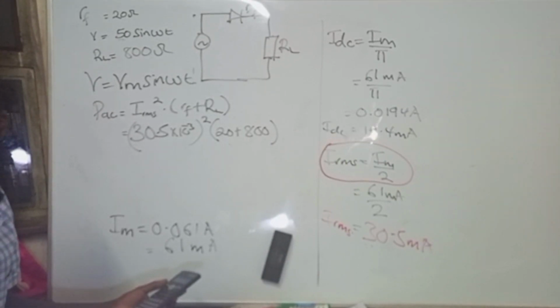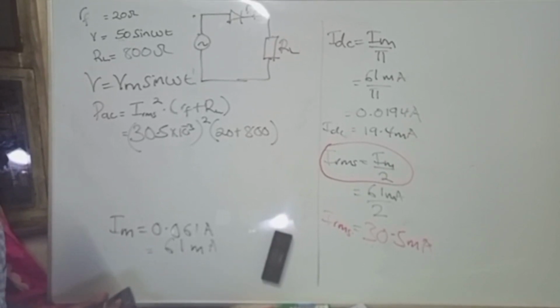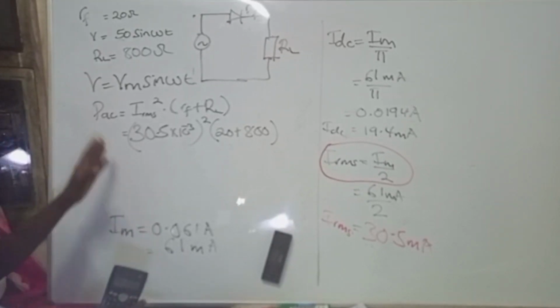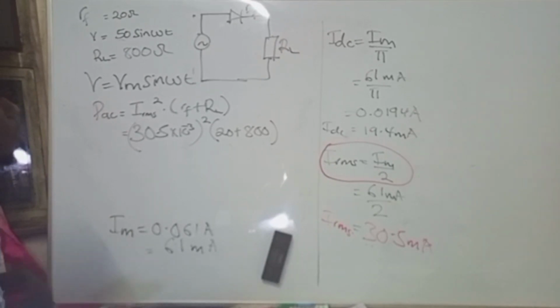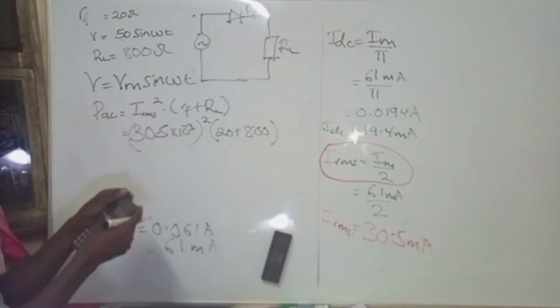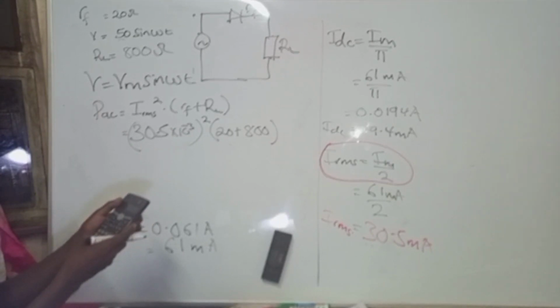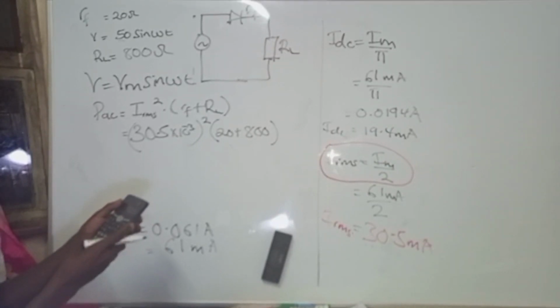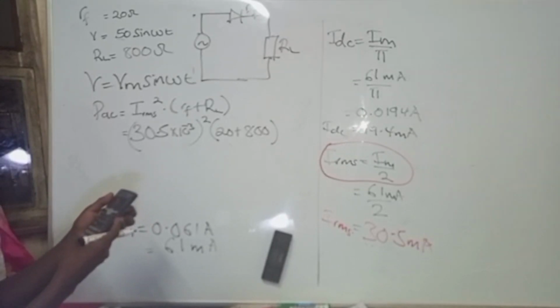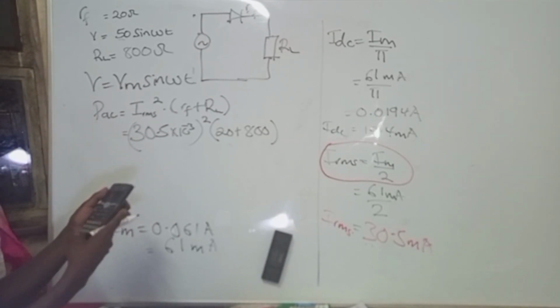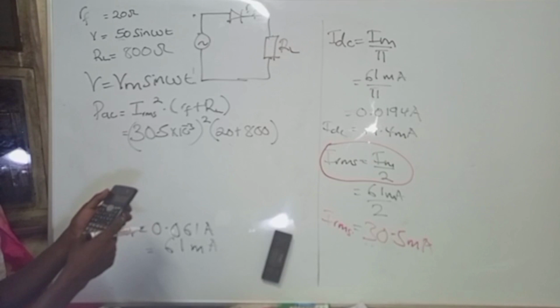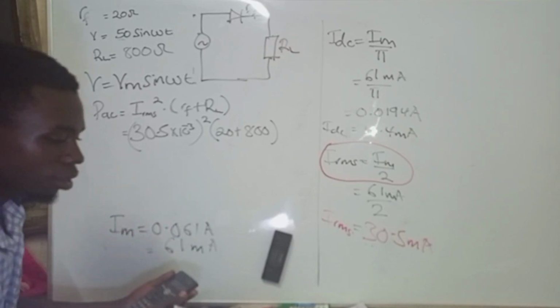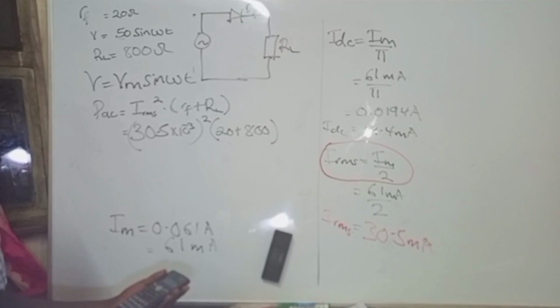I was saying, from here we can calculate the AC power input. The rest is just putting it in the calculator. So it is going to be 30.5 milliamps, squared, times what we have in the brackets, which is 820, and it is giving me 0.76. Okay, so it's giving me 0.76 watts.